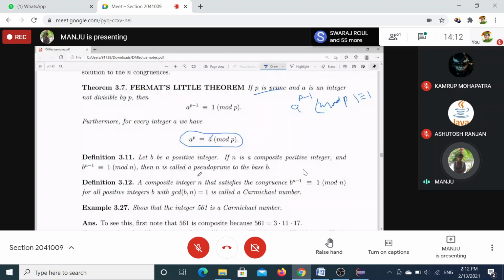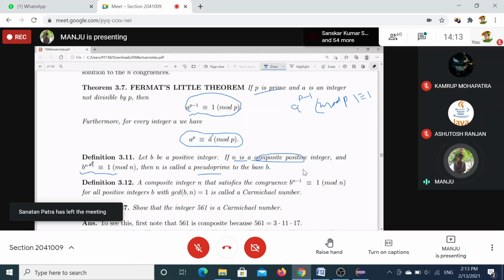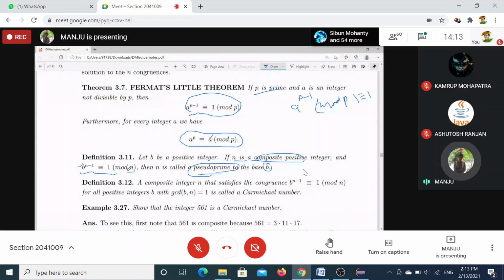Then we did pseudoprime numbers. If n is a composite number and satisfies this Fermat's little theorem type statement, that is, b raised to power n minus 1 is congruent to 1 modulo n, then n is called a pseudoprime with respect to base b.